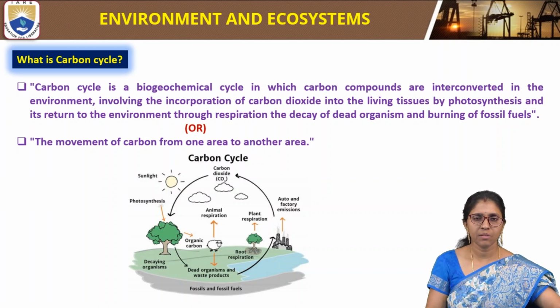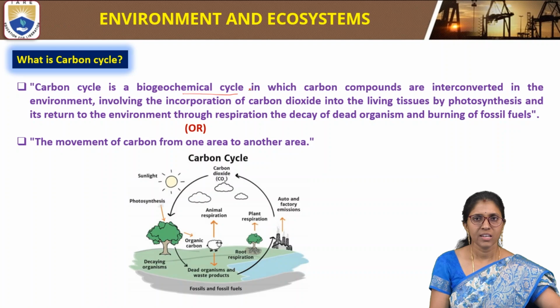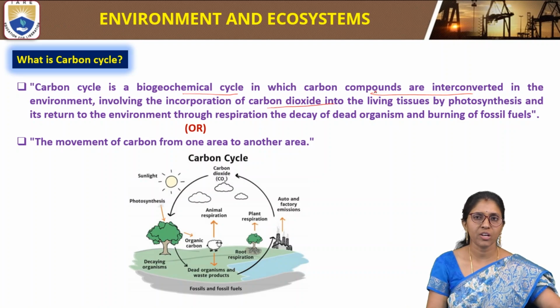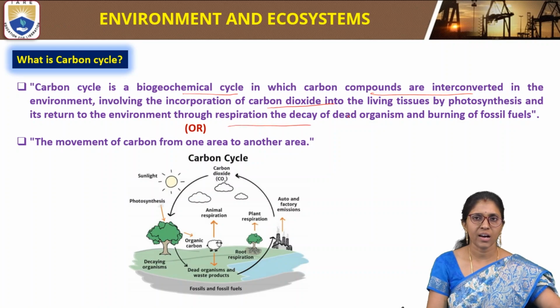So the next question is, what is the carbon cycle? In the carbon cycle, the movement of carbon takes place. The carbon cycle is an example of a biogeochemical cycle in which carbon compounds are interconverted in the environment, involving the incorporation of carbon dioxide into living tissues by photosynthesis.